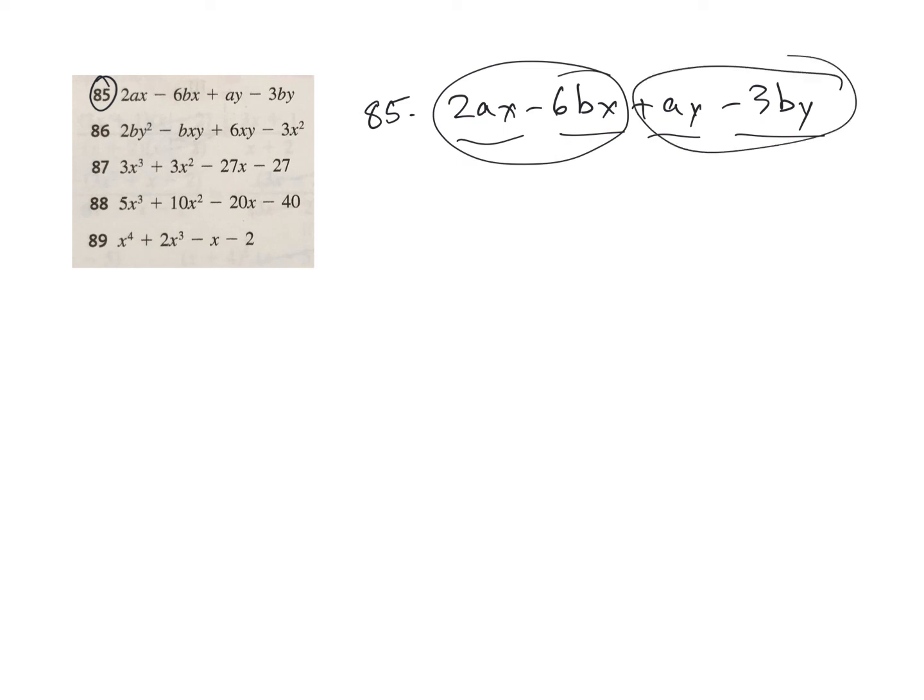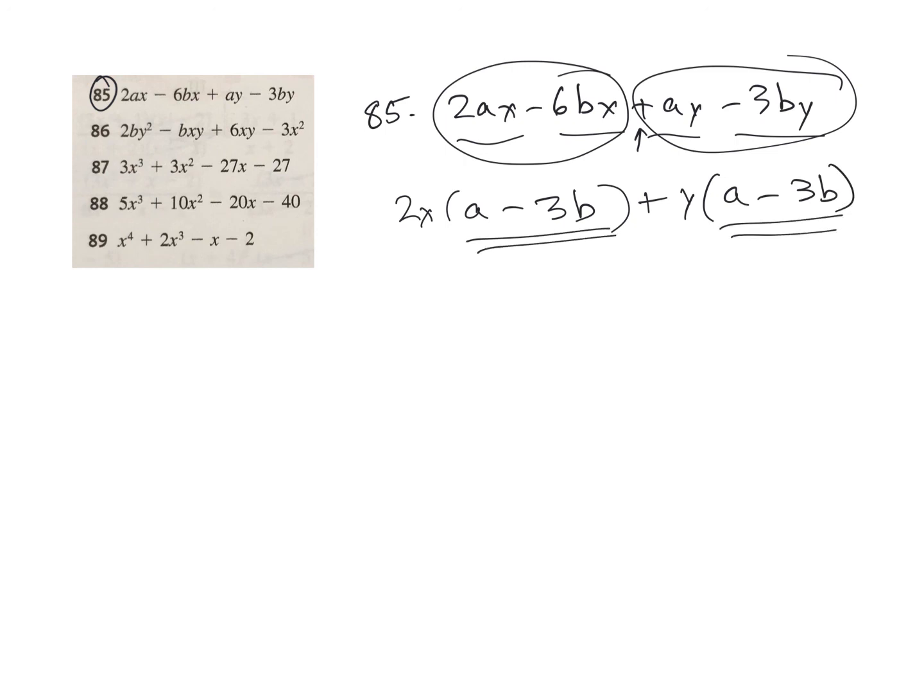So out of the first group, I can take a 2x. Okay, and what do I have? I have an a minus 3b. Now in the second group, if this were a minus, make sure you take out a negative, but it's not. So in this one, we're going to factor out a y, and we're left with a minus 3b. If these two are the same, then you did it correctly.